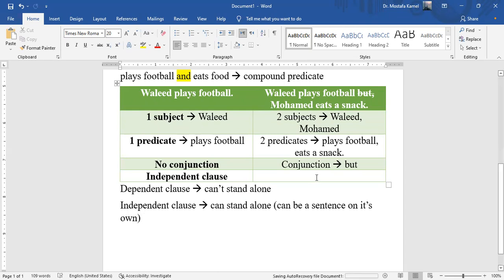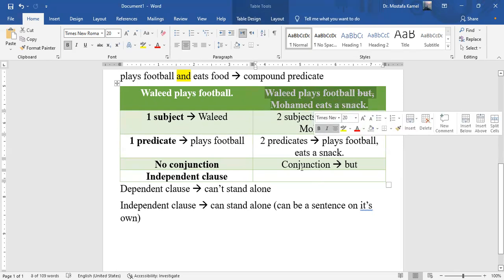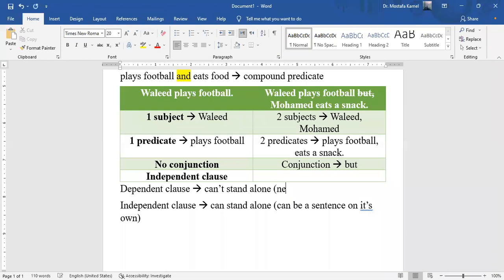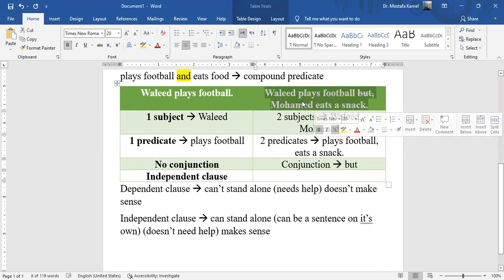Okay, so what do you think? Is this independent or dependent? Does it need any help? No. Needs help. And here, doesn't need help. Also, this doesn't make sense, but this one makes sense. Those make sense, right? What do you think? Yeah.